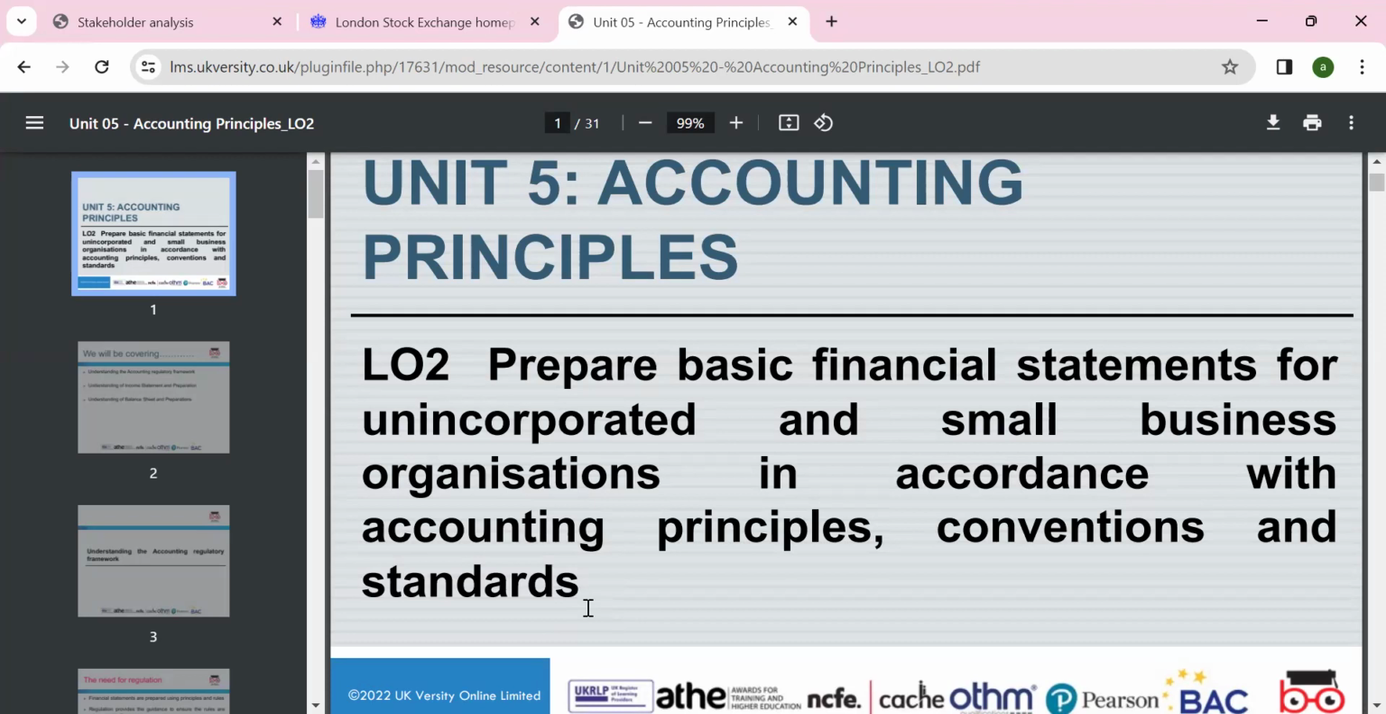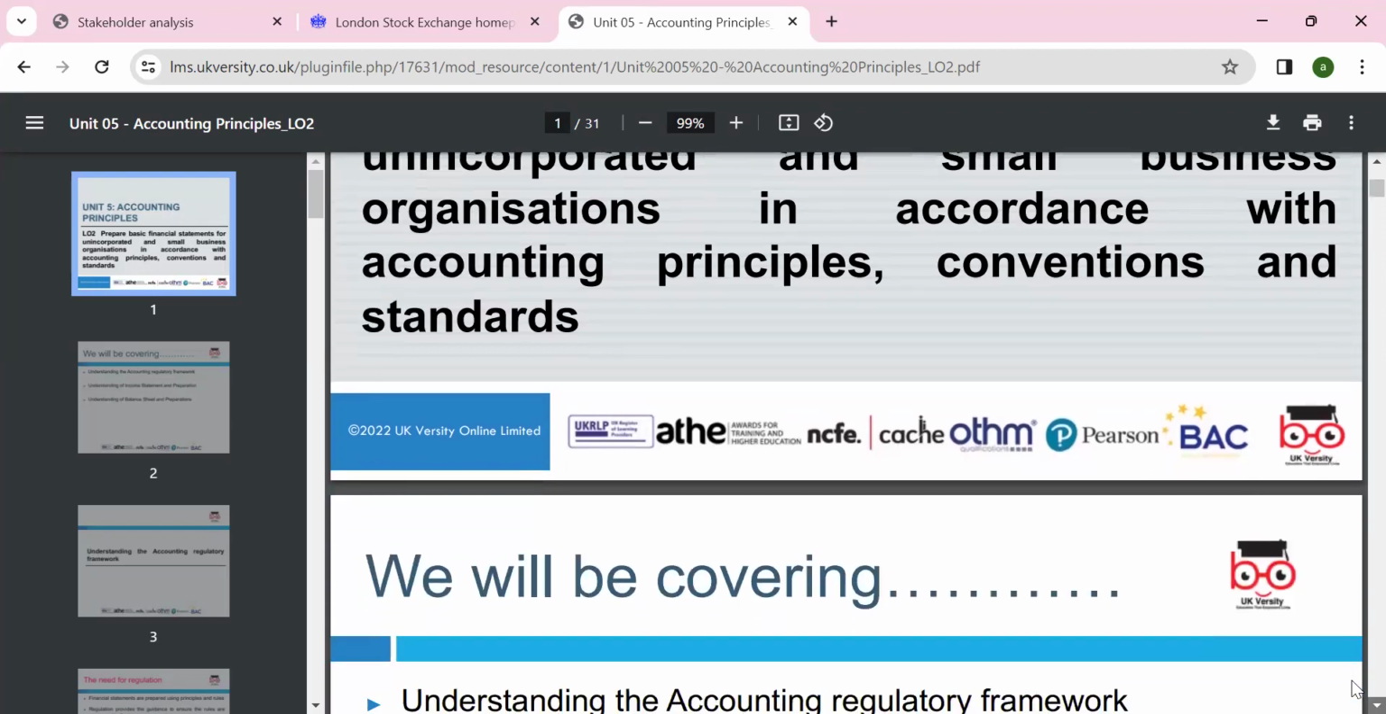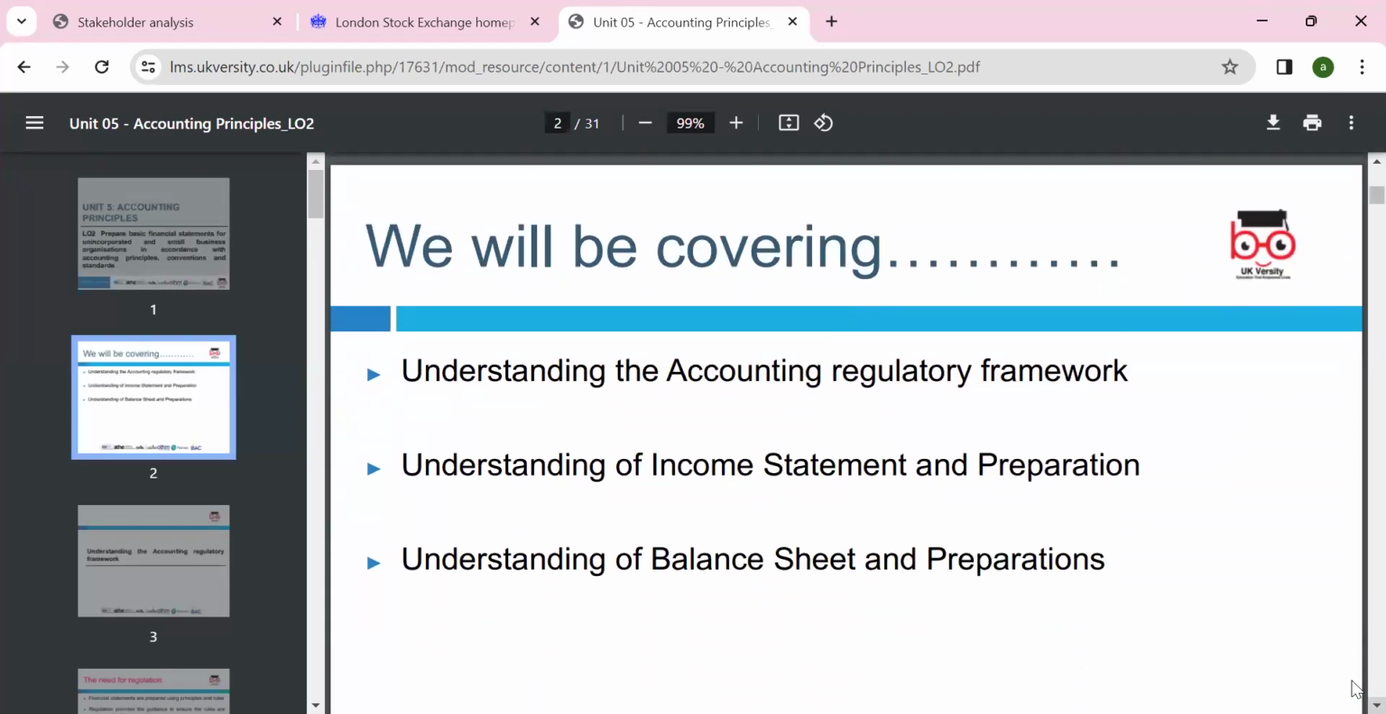Today's lesson will go through LO2, which is learning outcome 2: prepare basic financial statements for unincorporated businesses and small business organizations in accordance with accounting principles, conventions, and standards. Any questions before starting? No. Okay, let's start then. Understand the accounting regulatory framework, income statement preparation, and understand the balance sheet. Those will be the key topics, which we'll go through in a minute.